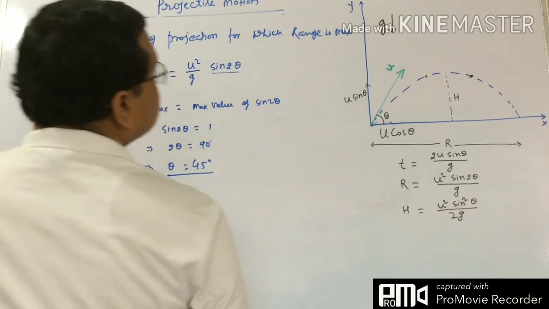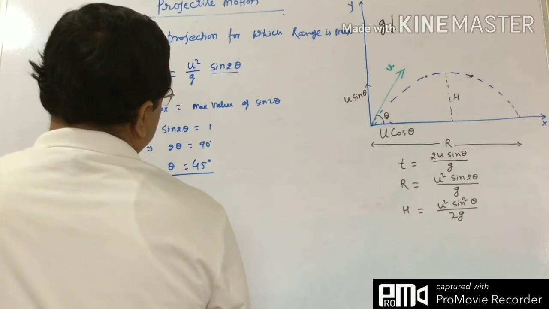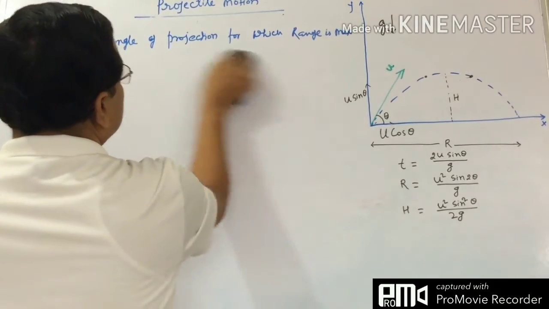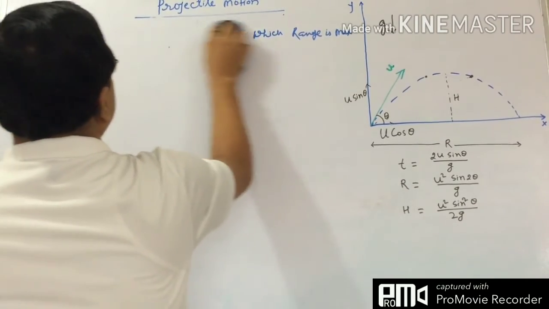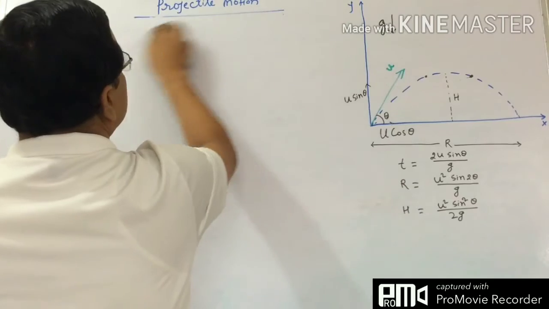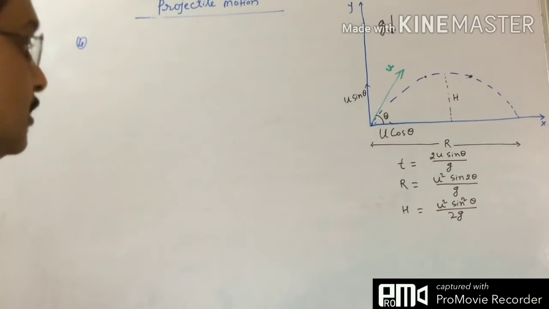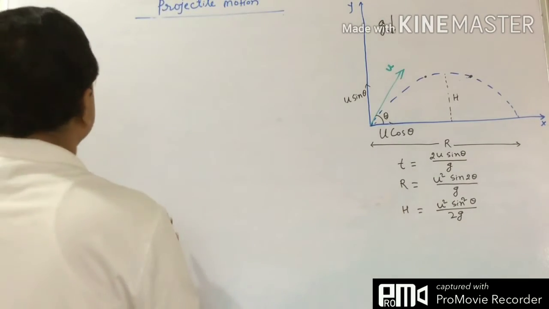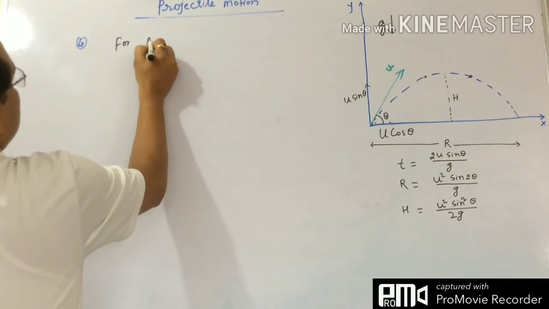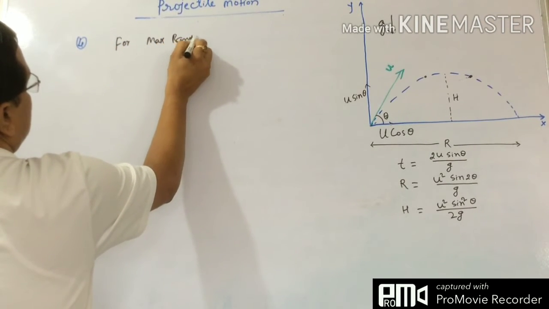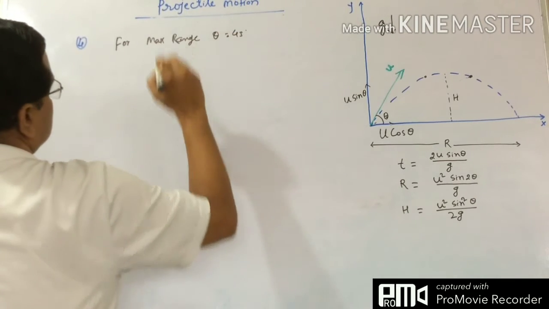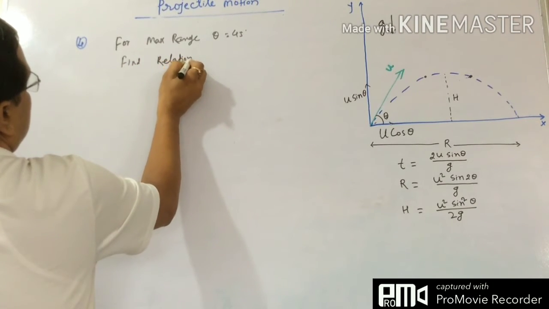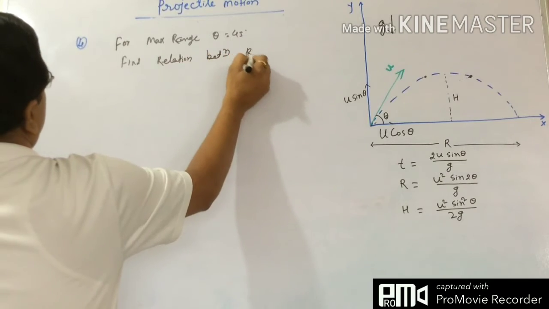So when theta equals 45 degree, the range is max, and now see what is the relation between R and H. For max range, theta equals 45 degree. Find a relation between R and H.